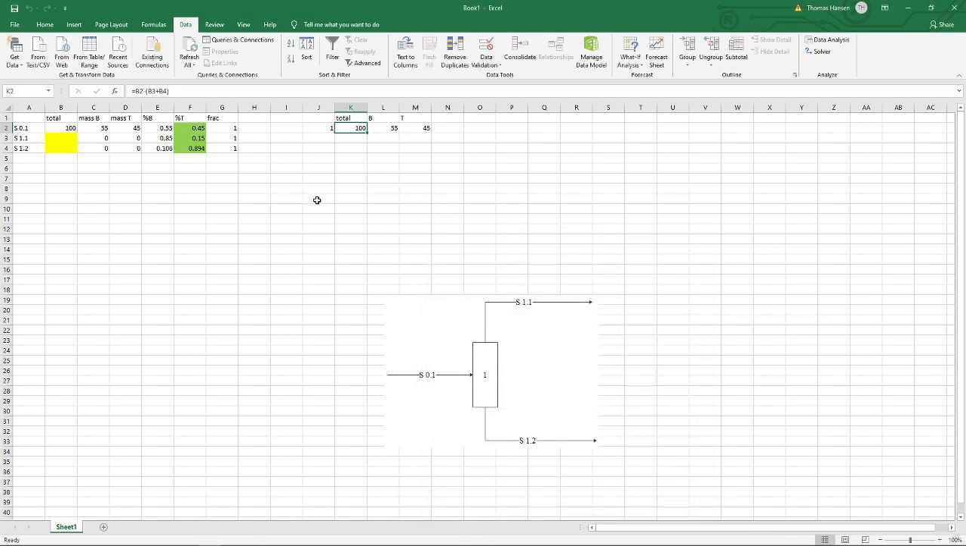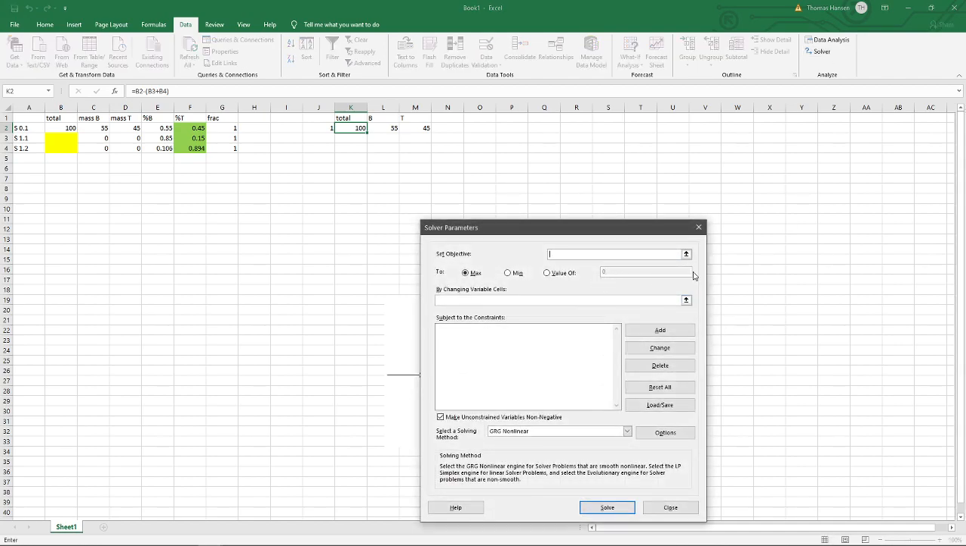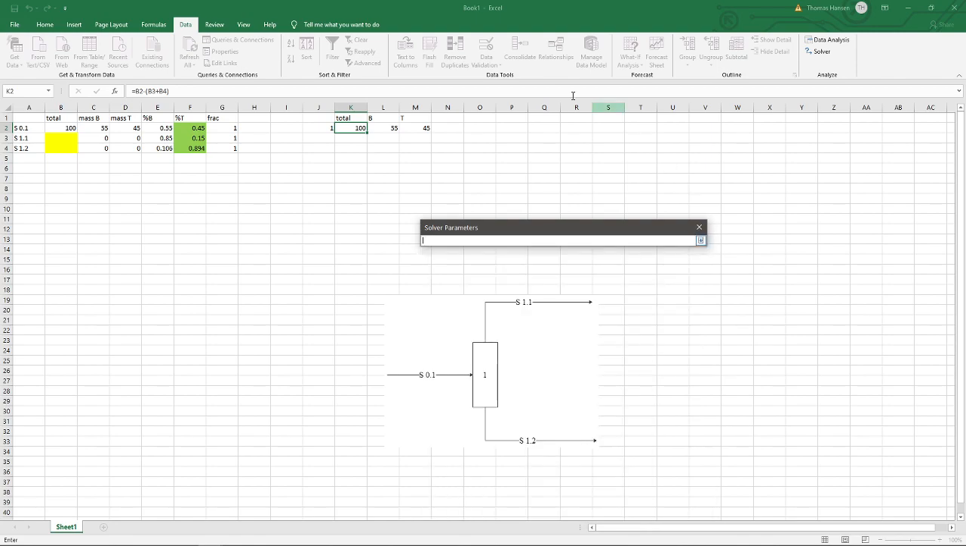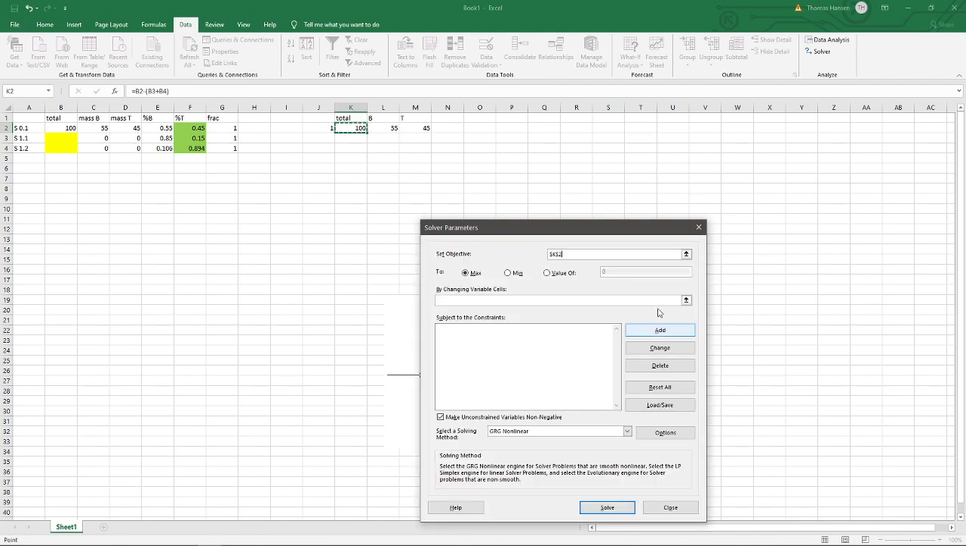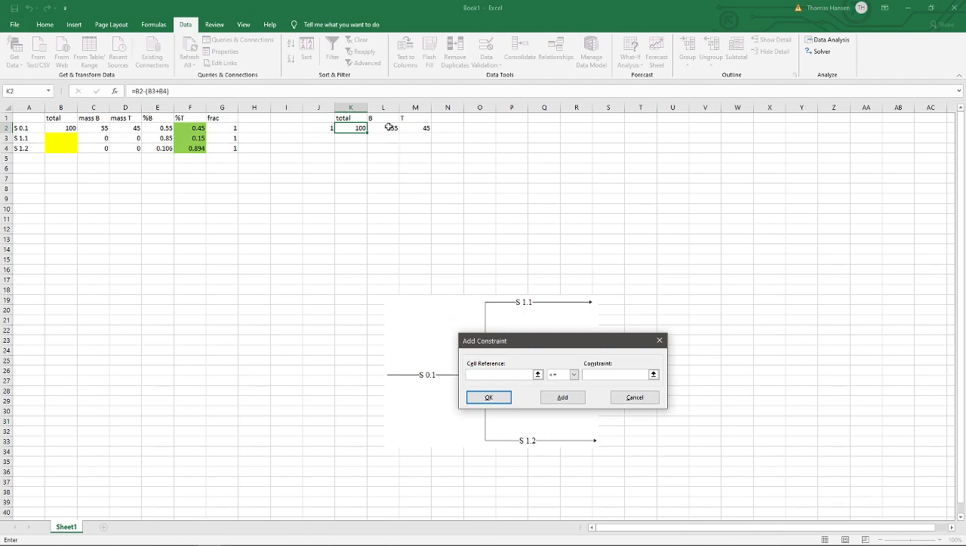So we've set up our balances, and we've entered all of the information we were given. So we can open our Solver, and normally when you open up Solver, whatever cell you had activated, it's going to put it in your objective cell. Otherwise you just click here, and you can then pick whatever cell it is. In this case, we want our total mass balance to equal 0. We want our benzene mass balance to equal 0.